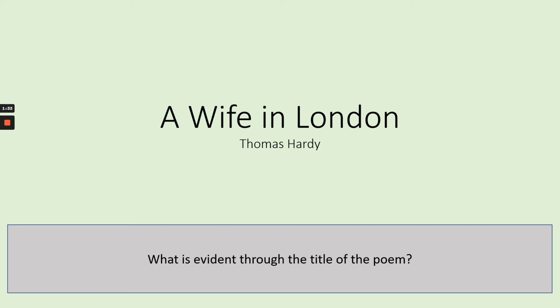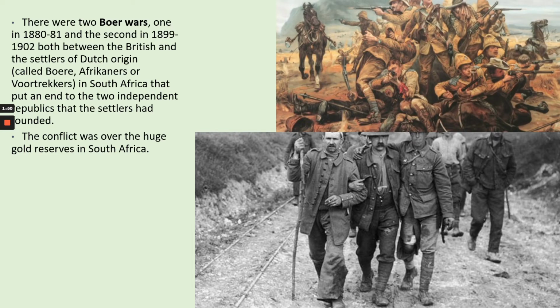What we're going to do is have a little look at some context. So think about the influence behind the writing, why Thomas Hardy wrote the poem, what it is essentially about before we read. There were 2 Boer Wars. One was in 1880 to 1881, and the second was in 1899 to 1902. Both of these wars were between the British and the settlers of Dutch origin in South Africa, and put an end to the 2 independent republics that the settlers had founded. The wars were over the huge gold reserves in South Africa.